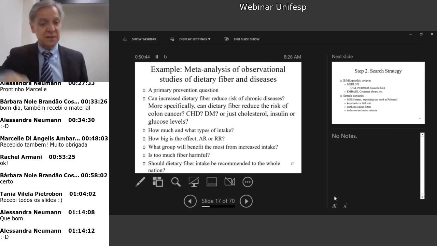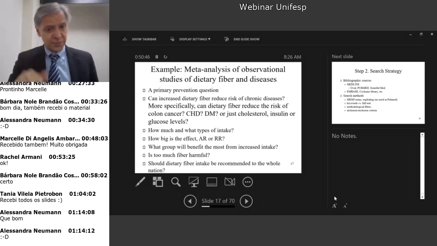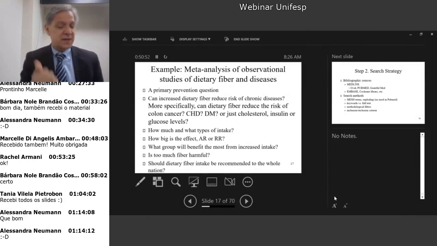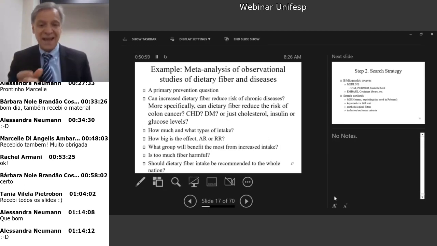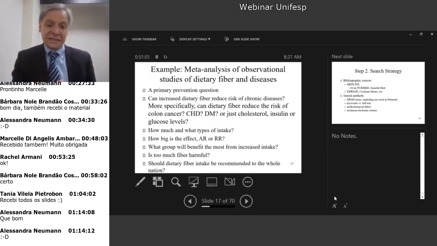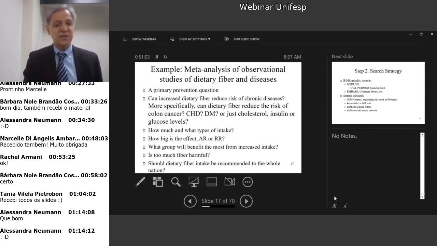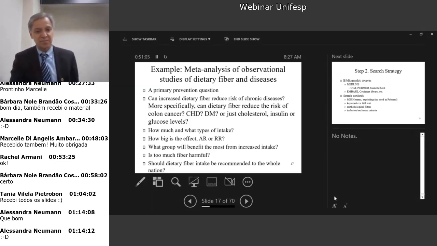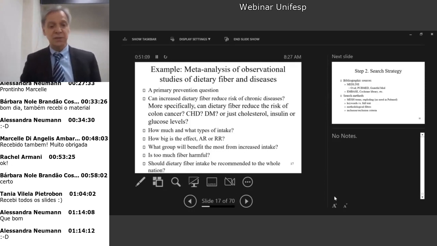Does giving fiber affect the circulating blood levels of cholesterol, insulin, or glucose? So, what type of study can give you that? Case control, observational design, and even RCTs. How much and what type of intake? I'm very detailed now. You can get that from observational design, but it's better you get that from a trial where you actually control the elements, and therefore you know exactly what the intake is.